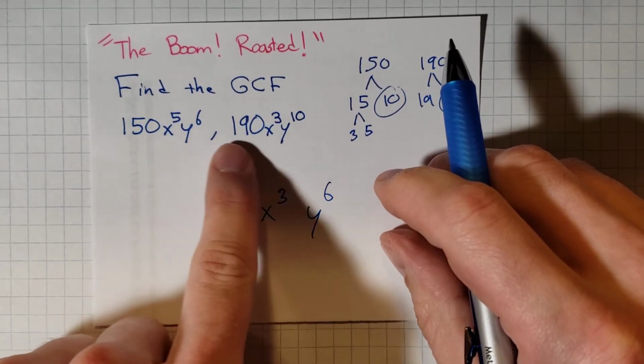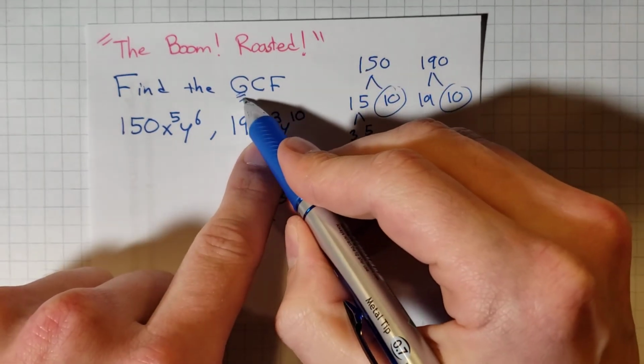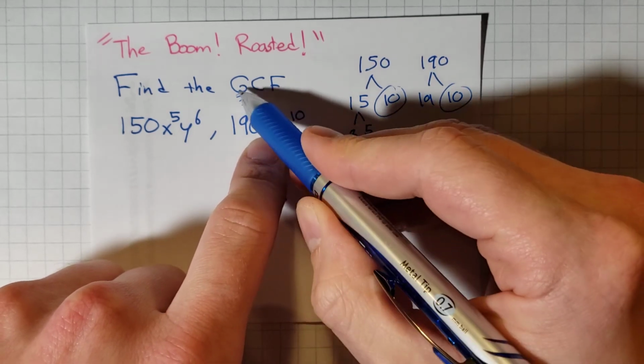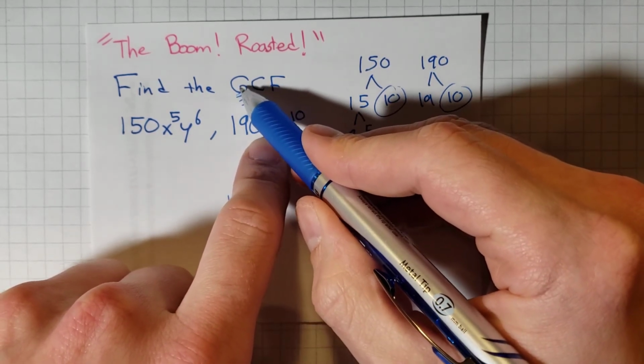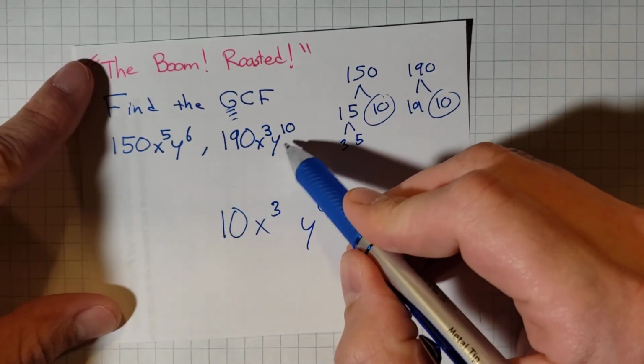The greatest common factor of the variables is actually the smaller of the two. It's weird because it says greater, but you actually pick the smaller one. It's kind of misleading. It's kind of asking for what's the most you can take out without making a mess. Well, x to the 3. And then for the y values would be y to the 6.